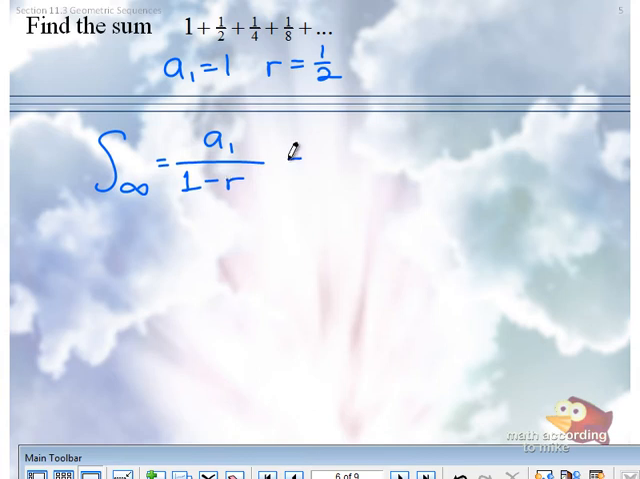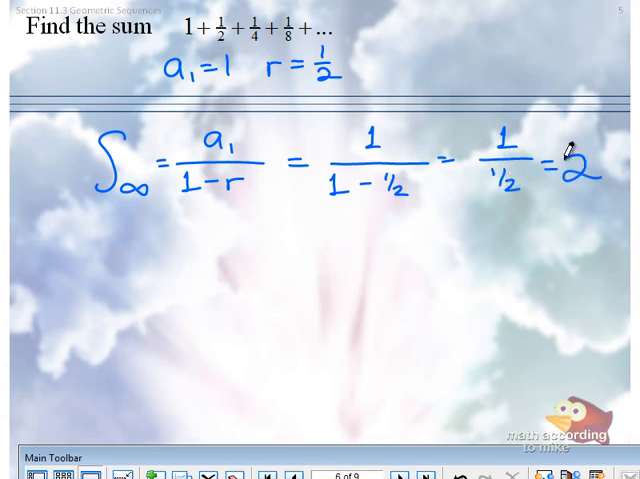So we would have 1 over 1 minus a half. 1 minus a half is a half. So 1 over a half is 2. So when you add 1 plus a half plus a quarter plus an eighth plus ... forever, your sum is 2.